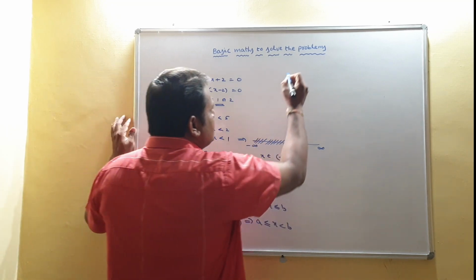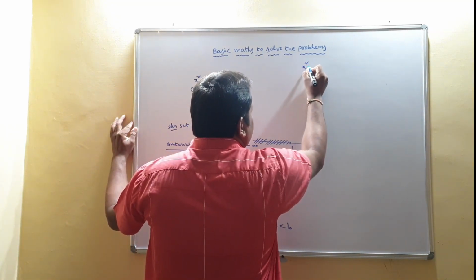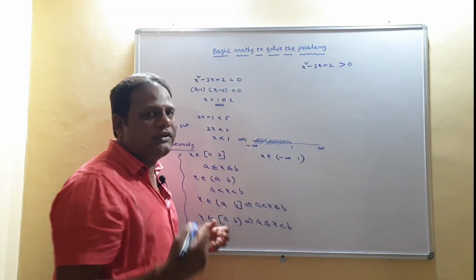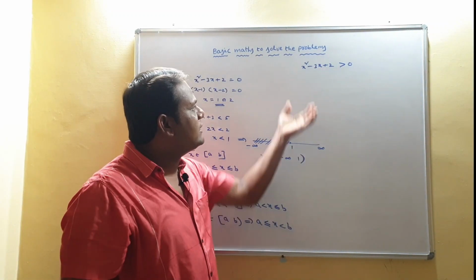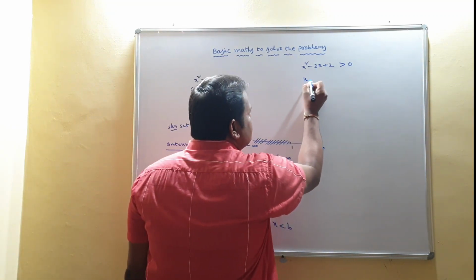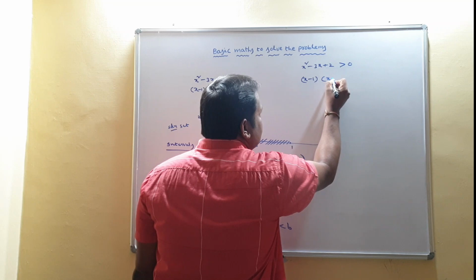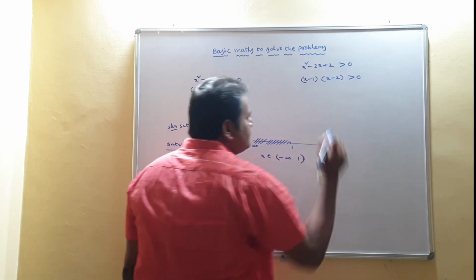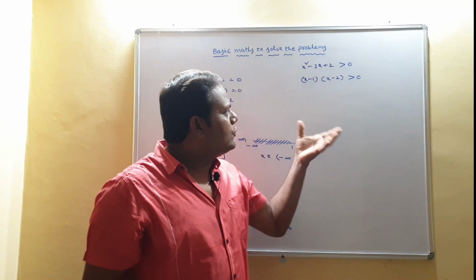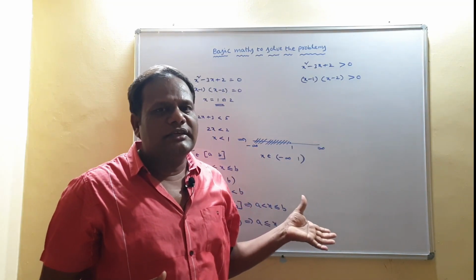Suppose the inequation is something like x square minus 3x plus 2 greater than 0. While solving a question, suppose you arrive at this step, then how to do that? You can take it as (x minus 1) into (x minus 2) greater than 0. For this we have some direct rules. If you remember that easily, you can give the answer.